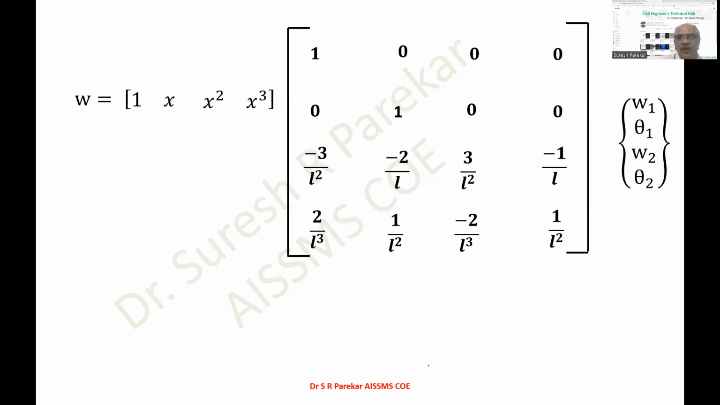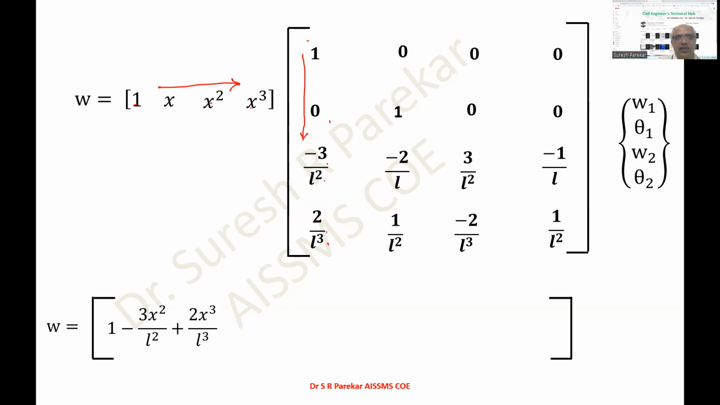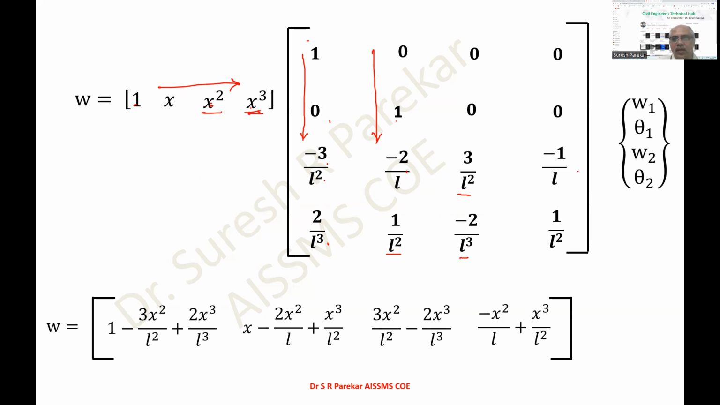And then from this, we have to multiply this row with this column. So we will get 1, then x becomes 0, 1 minus 3x² upon L² plus 2x³ upon L³. Then first row, second column: the first term 0, the second term x, the third term minus 2x² upon L, and this will be x³ upon L². Then third, first 0. Third we have 3x² upon L². Fourth we have minus 2x³ upon L³. In fourth also, first 0. Then we have minus x² upon L and x³ upon L².